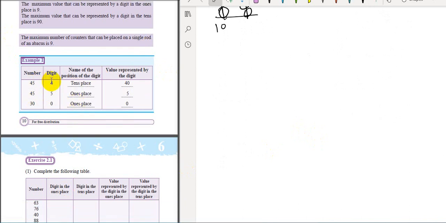How many digits are here? The digit 4. For digit 4 we are going to name the position of the digit as tens place, because it's in the second position. The first place is 5. This is the ones place and this is the tens place. The name of the position of the digit here is tens place, 4. Is the value represented by the digit 4 or 40? How many tens are here? 4 tens. So this is 40.